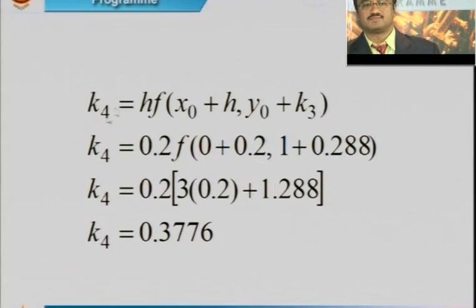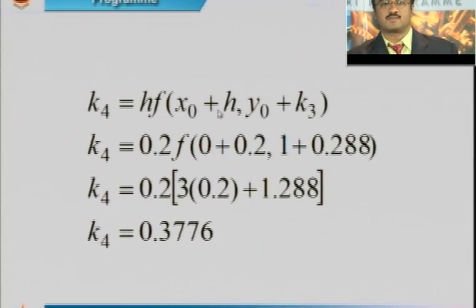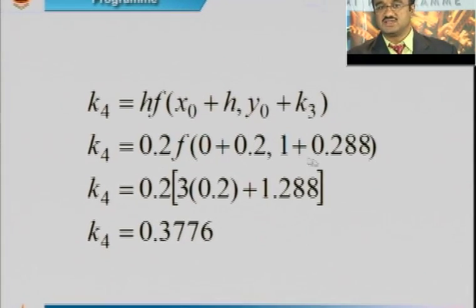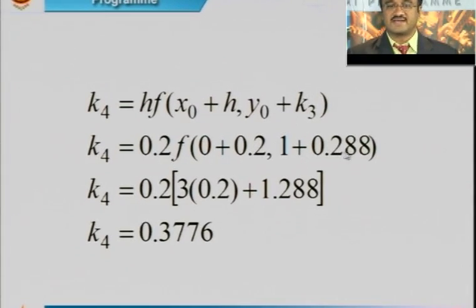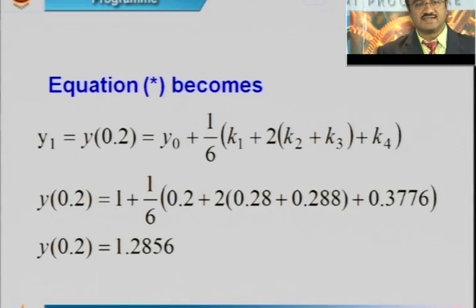Then K4. This is the formula, h of f of x naught plus h comma y naught plus K3. Here K4 is 0.2. Then again x naught value 0, h is 0.2. Now substitute here the corresponding values of y naught and K3. After simplification of this, we get K4 value 0.3776.